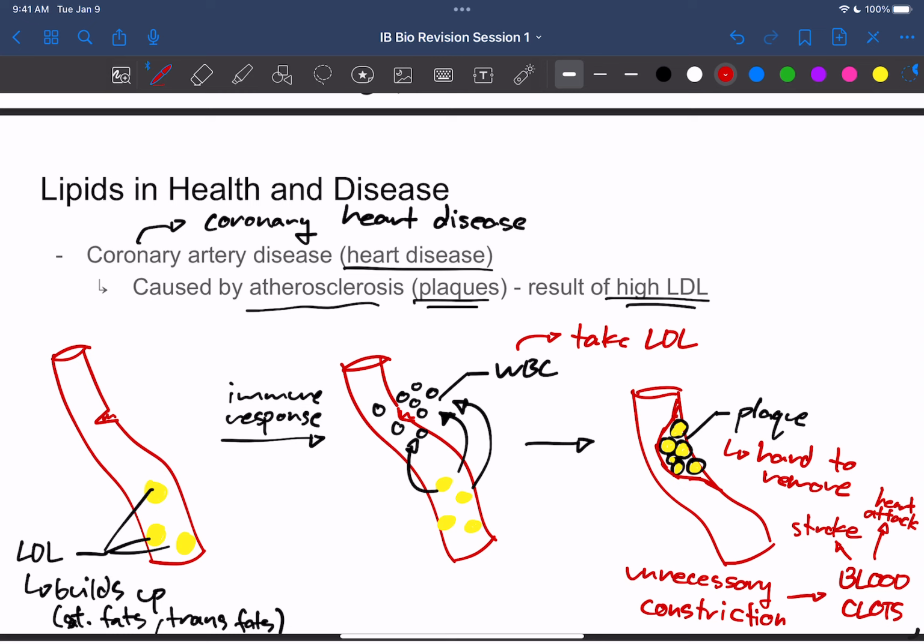So this is why this LDL is so bad, because these blood clots are so much easier to form now over time that they can increase your likelihood of these things so easily. And this is heart disease. This is what happens with coronary artery disease.